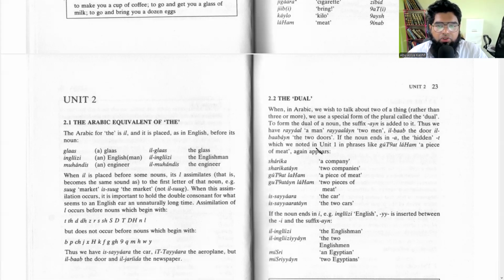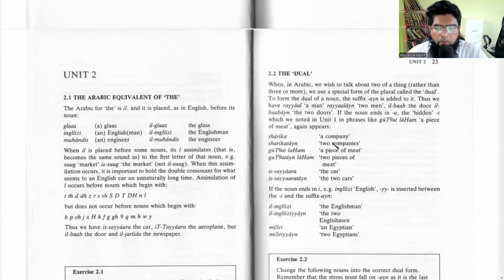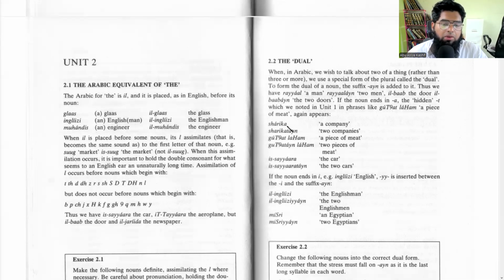If the noun ends in the hidden ta, which we noted in the unit, like qitat laham, a piece of meat, or with a ha, like Fatima, it becomes Fatimat when you're joining. Same thing, qitat laham, piece of meat, appears. So you can say qitat laham, or you can say the ta also. So sharika, a company, sharikatain, two companies. Sharika ends with a ha kind of sound, so when you're joining with the a sound, the ta comes back. It becomes sharikatain, two companies.